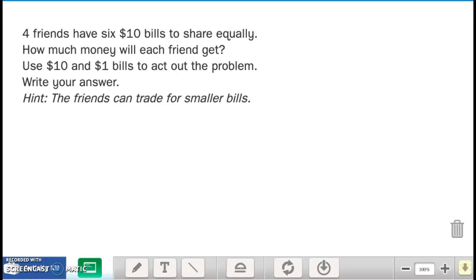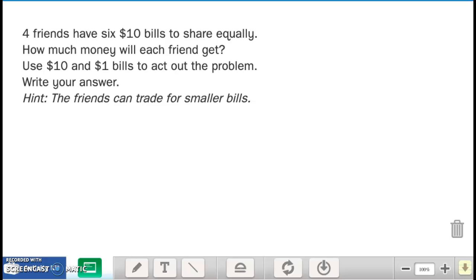In our math message today, we're going to be learning about money and sharing money. So here's what it says. Four friends have six $10 bills to share equally. How much money will each friend get?